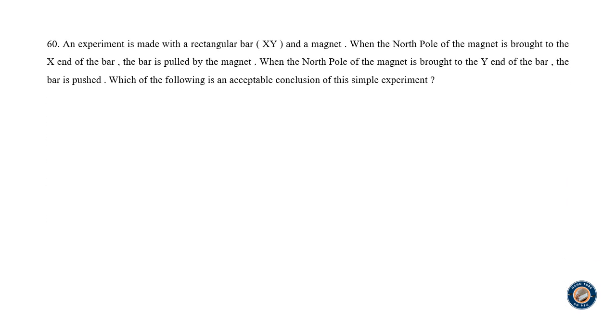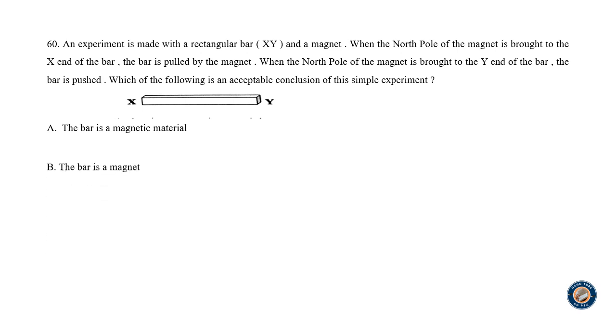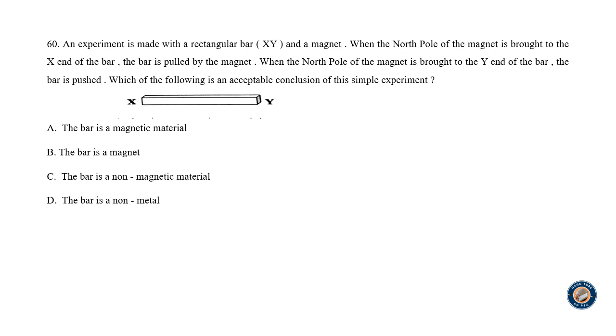Question number 60. An experiment is made with a rectangular bar XY and a magnet. When the north pole of the magnet is brought to the X end, the bar is pulled by the magnet. When the north pole of the magnet is brought to the Y end, the bar is pushed. Which of the following is an acceptable conclusion of this simple experiment? A. The bar is a magnetic material. B. The bar is a magnet. C. The bar is non-magnetic material. D. The bar is a non-metal.